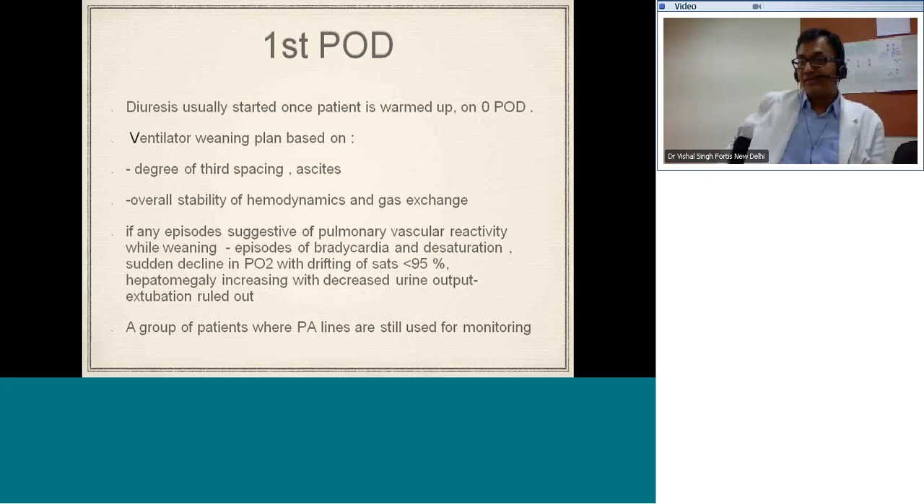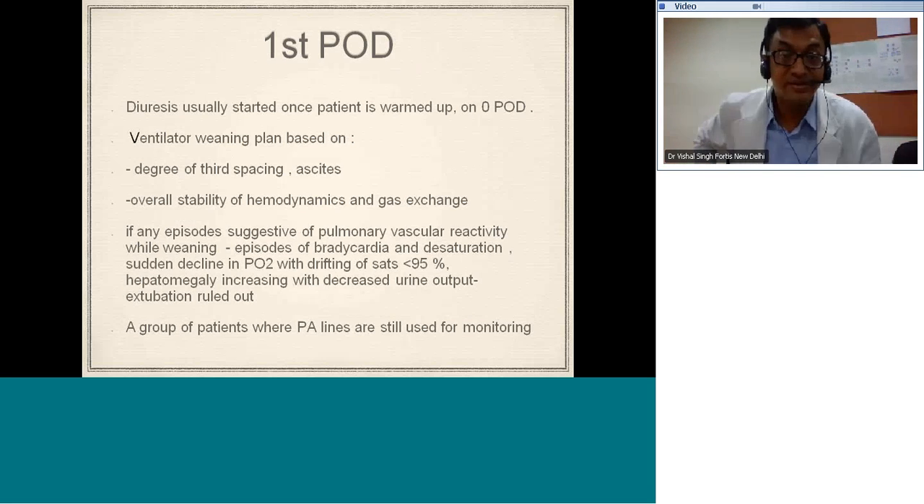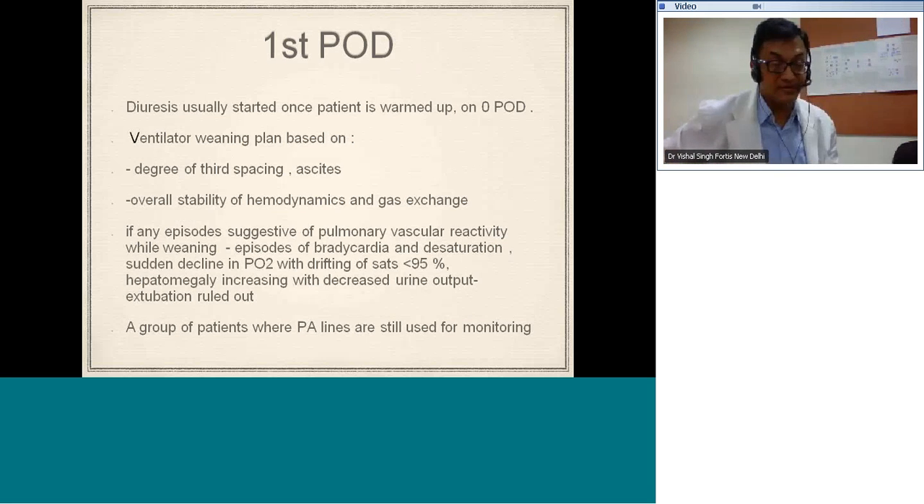Diuresis is usually started once the patient is warmed up on the zero POD, and the ventilator weaning plan is based on the degree of third spacing and ascites, the overall stability of hemodynamics and gas exchange, and any episode suggestive of pulmonary vascular reactivity while weaning. Episodes of bradycardia and desaturation, sudden decline in PO2 with sats drifting below 95%, increasing hepatomegaly with decreasing urine output: extubation is definitely ruled out. So it will always be a gradual process for such patients.